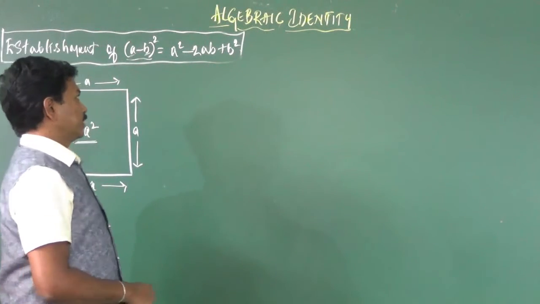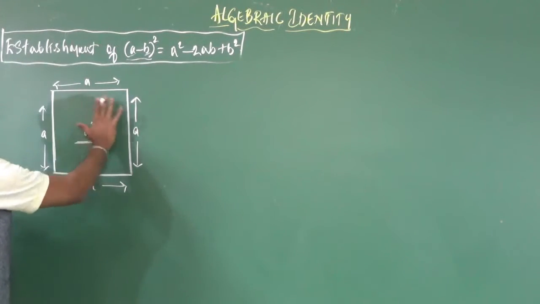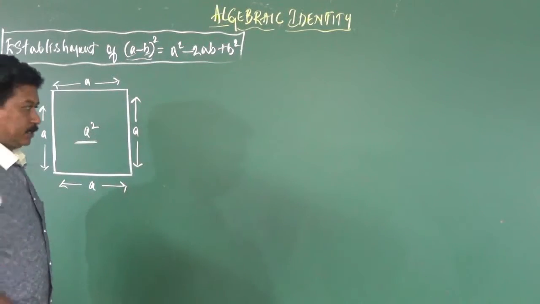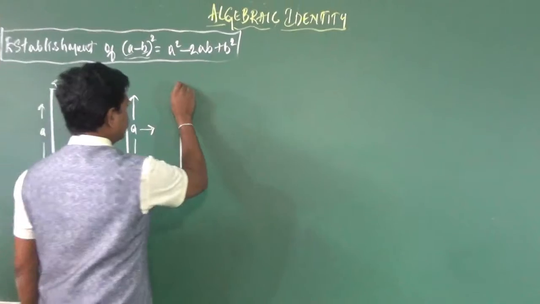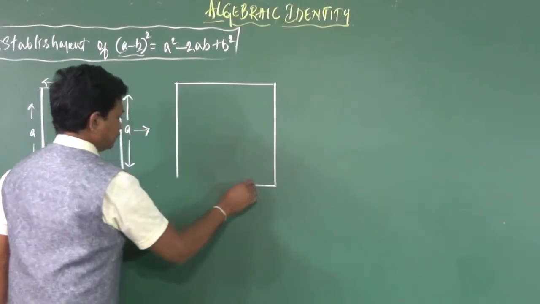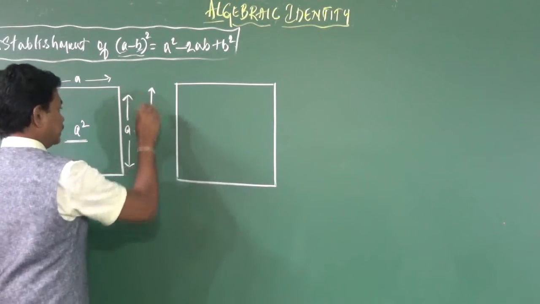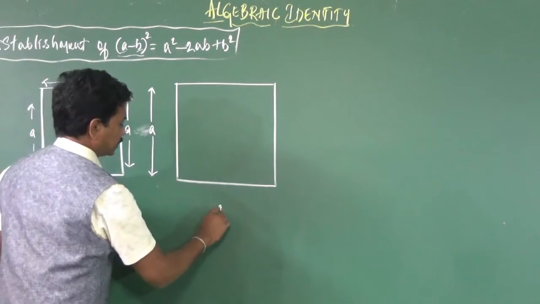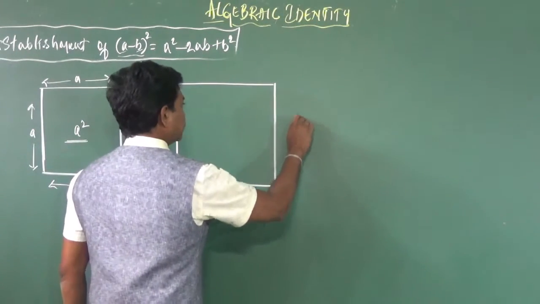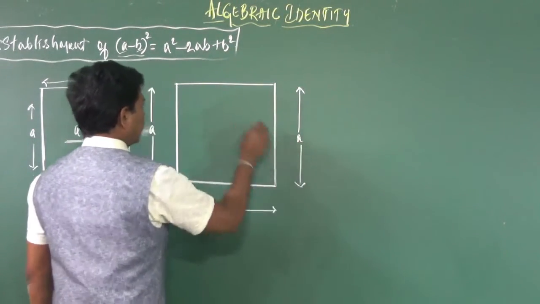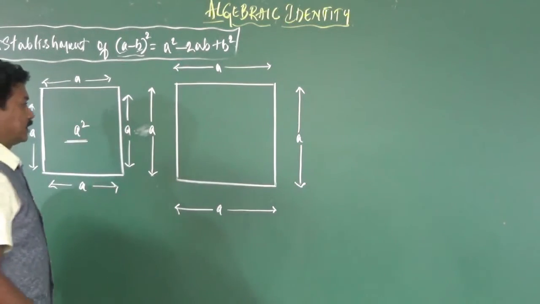Now in order to derive the identity (a minus b) whole square is equal to a square minus 2ab plus b square, we are going to convert this square into different polygons. Let us see how it comes. Let us take the same square here. Listen very carefully, it's very important. Same square we will take. So each and every side is a units, because in a square all the sides are equal. So all the 4 sides are equal to a units.